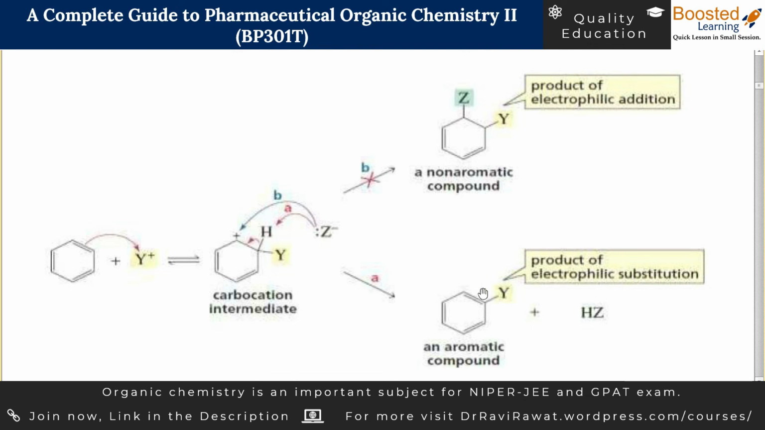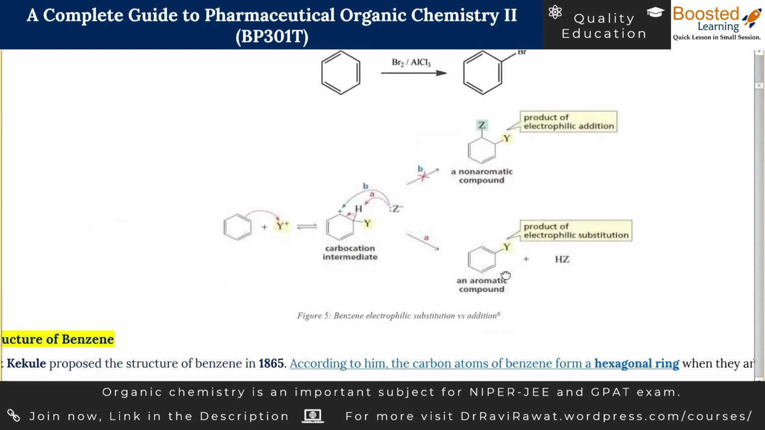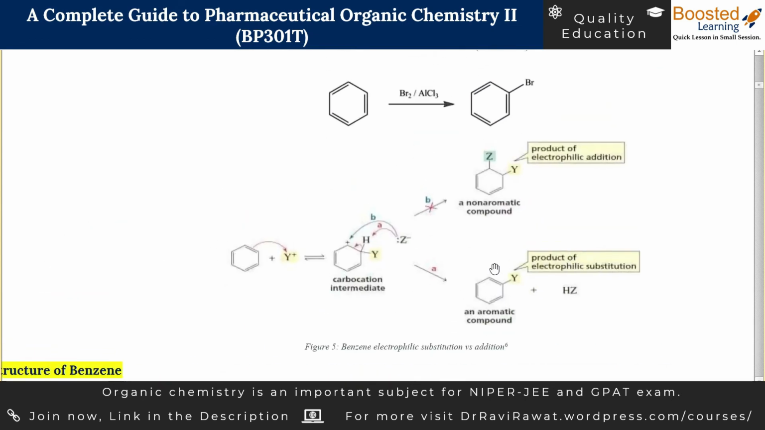So substitution was favored. In short, I would like you to understand here that benzene does not give addition reactions, instead it gives substitution. And which kind of substitution? The electrophilic substitution. It substitutes the positive groups over one of its hydrogen sites. So that's it for the evidences for the structure of benzene.